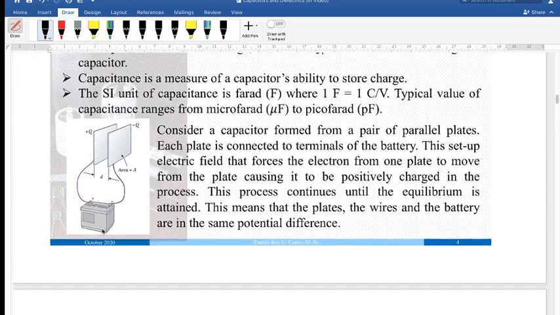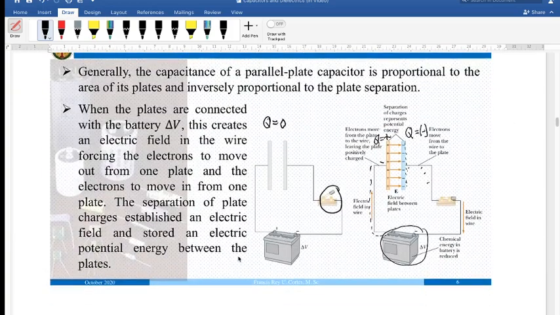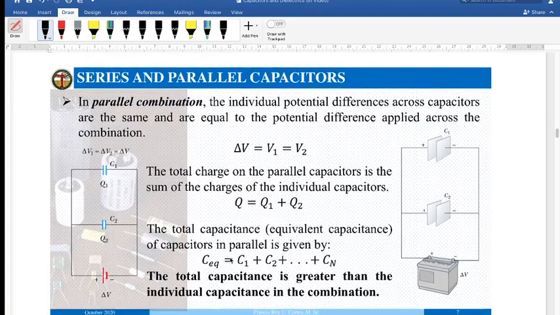It's a good visualization or continuation of how a capacitor operates. Okay, so I think we're done with the parallel plate capacitor. So now let's discuss the combination of capacitors.